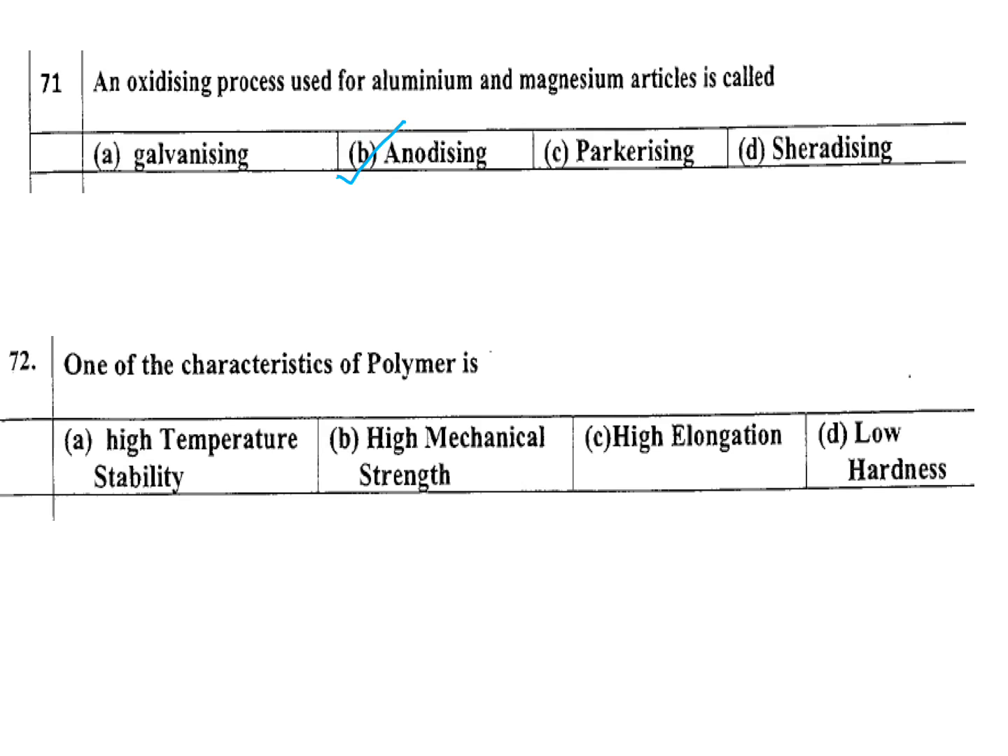Next, one of the characteristics of polymer is A. High temperature stability, B. High mechanical strength, C. High elongation, D. Low hardness. The answer is high elongation. C is the answer.